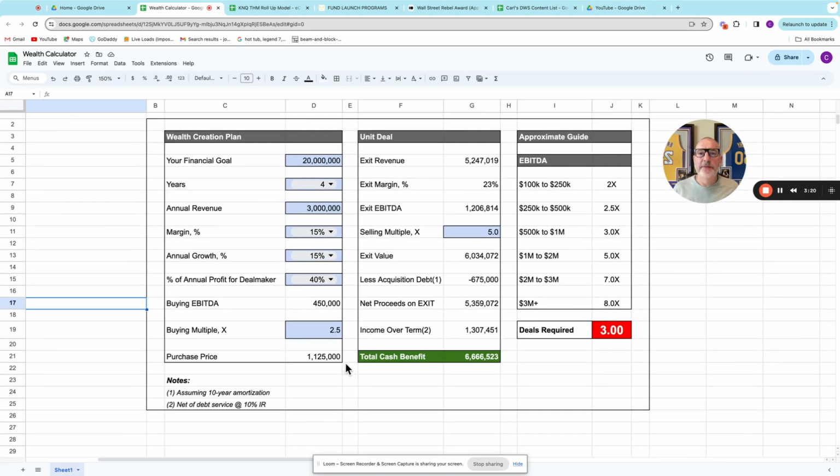Okay, so that's your deal. Then what happens is you grow it. So one business, 4-year growth, 15% annual growth. You're going to end up with revenues at around the $5.25 million mark.